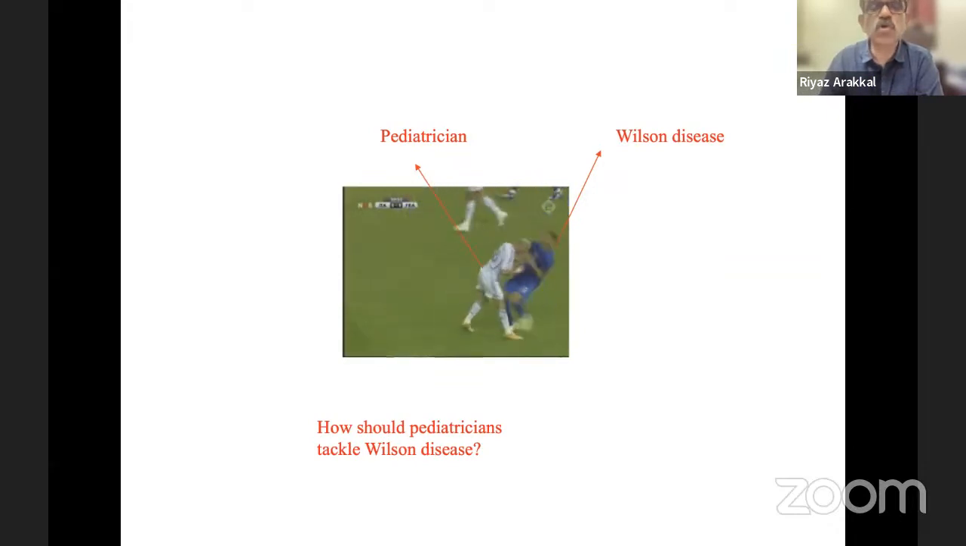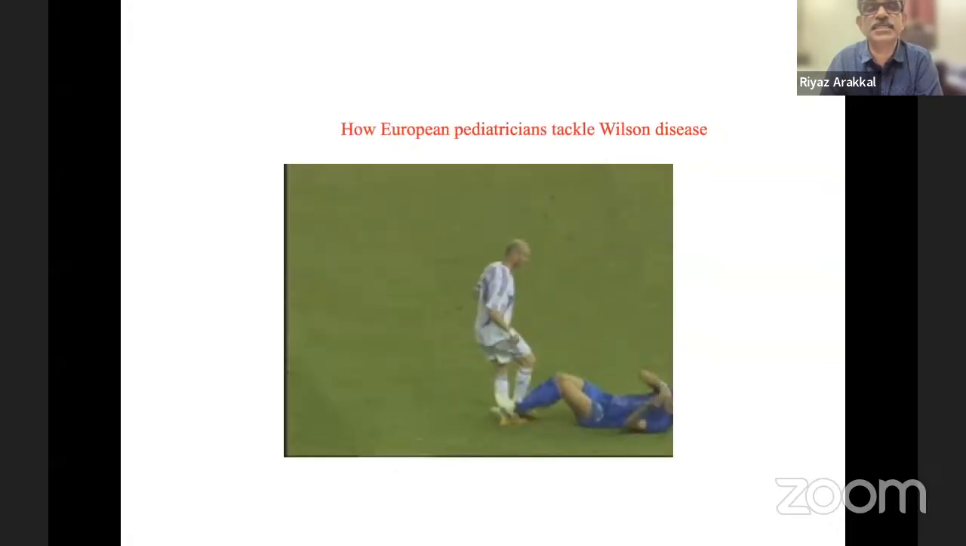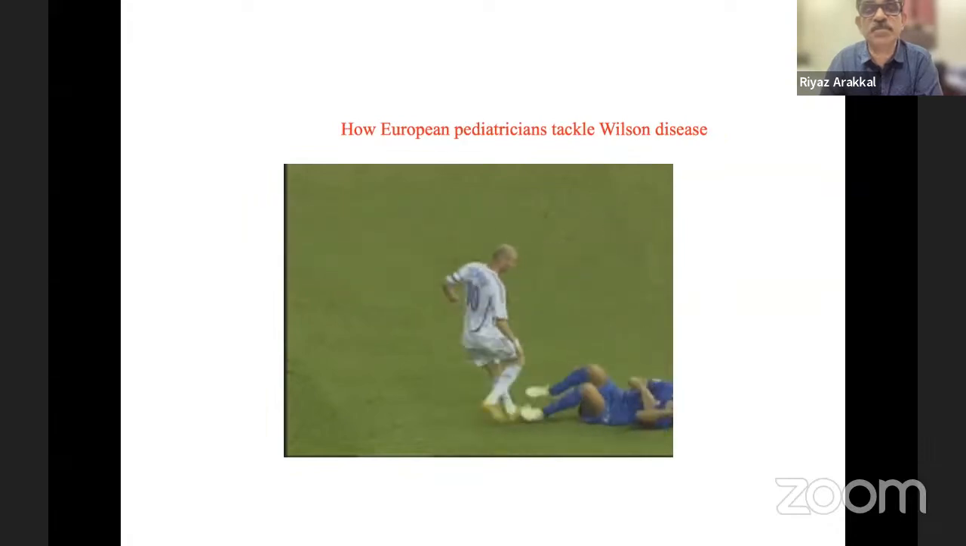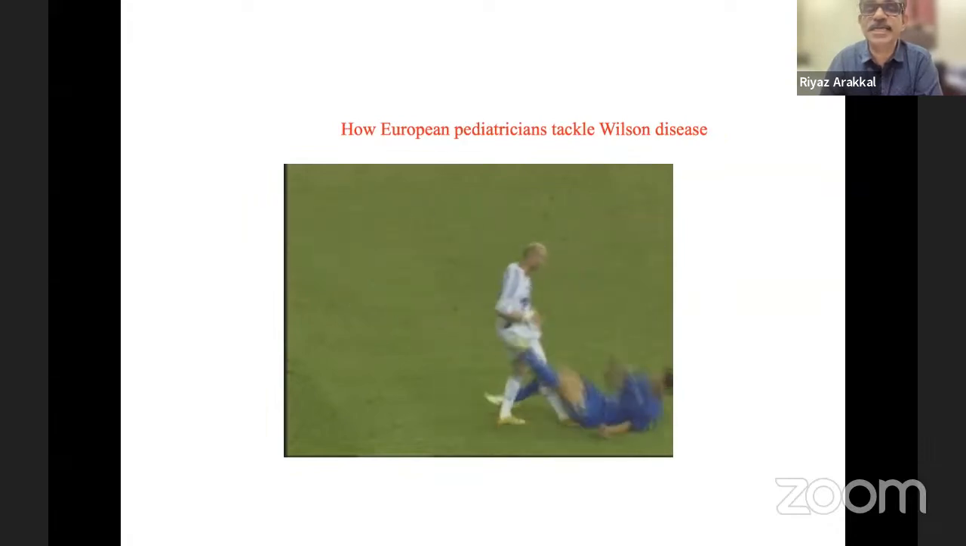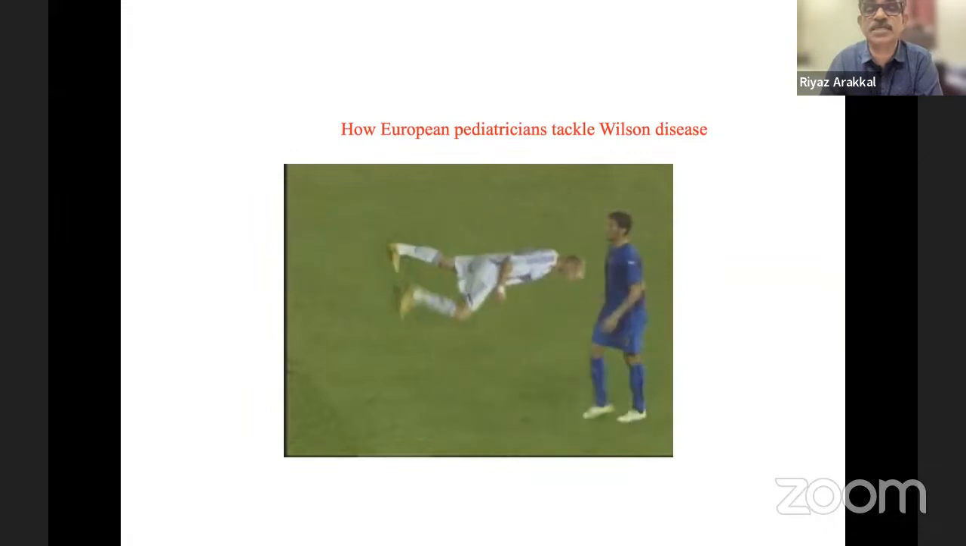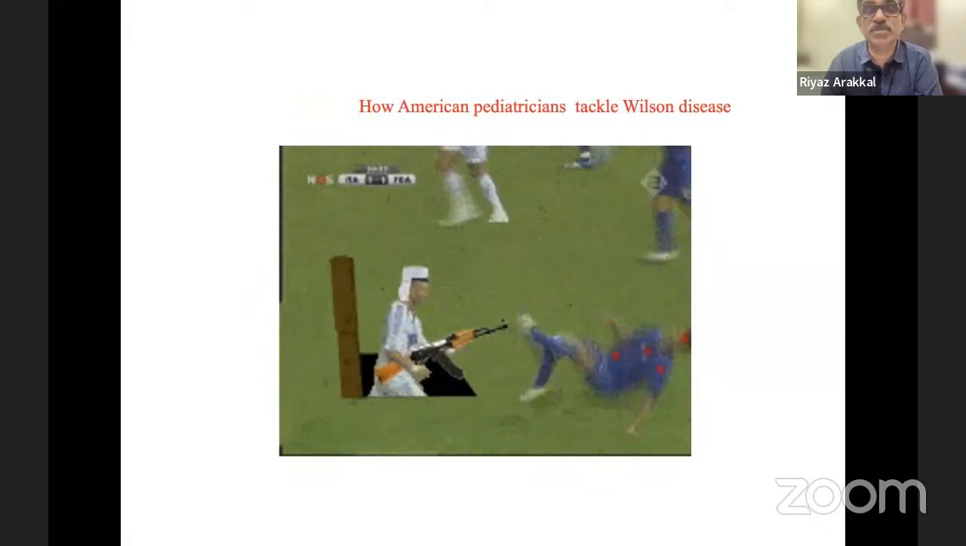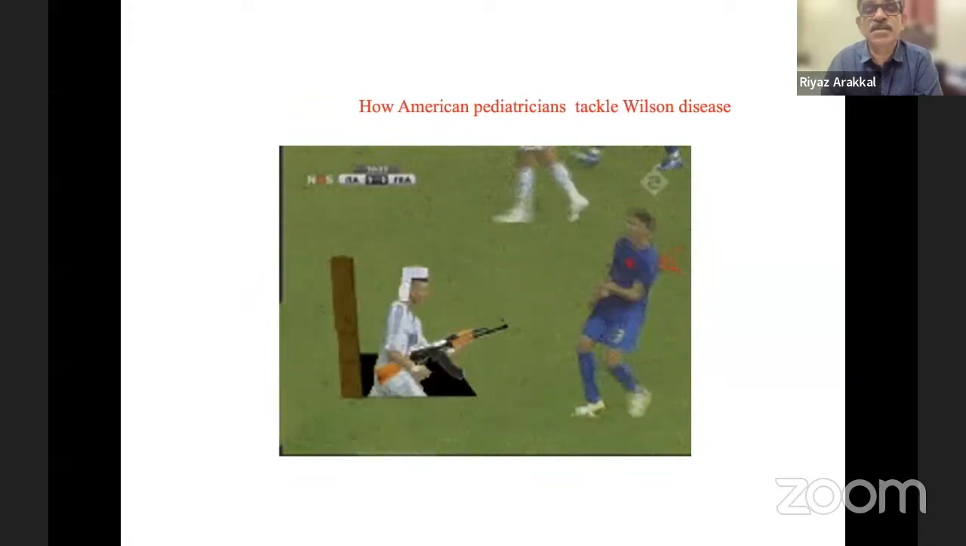Now, European pediatricians are more active and more vigorous, like this. Who are the most vigorous or virulent people in the world now? The Americans. Let's see how American pediatricians tackle Wilson disease. Extremely vigorous. Okay, it may not be so vigorous, but what do we do?